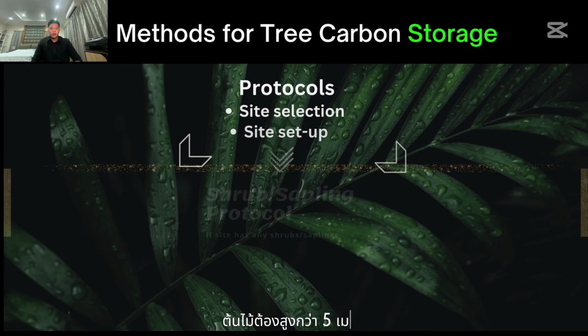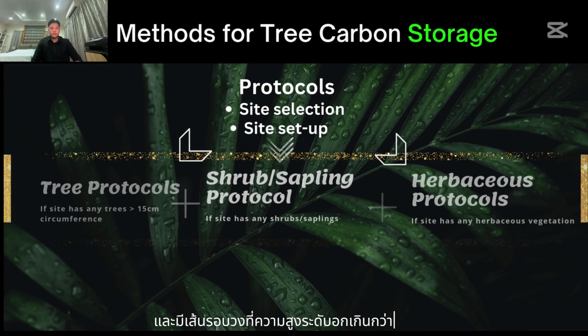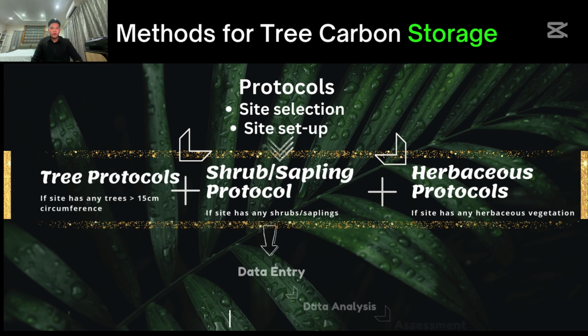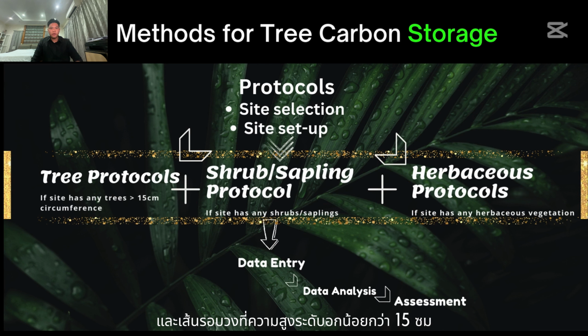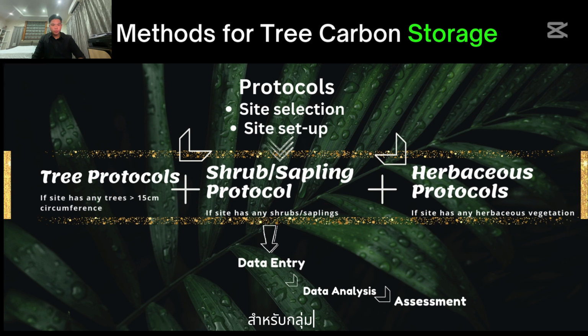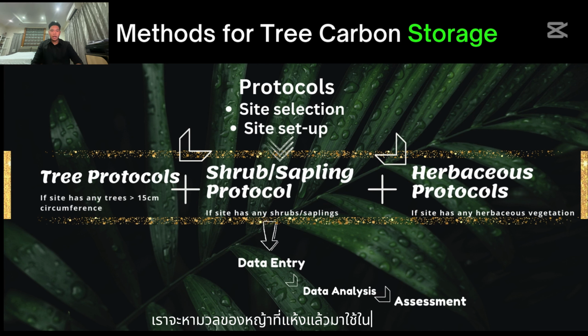Trees should have a height of more than 5 meters and a circumference of 15 centimeters or more around breast height. For shrubs and saplings, they should have a height of less than 5 meters and a circumference at breast height of less than 15 centimeters. For herbaceous protocols, it's dry mass, then put it into the allometric equations.